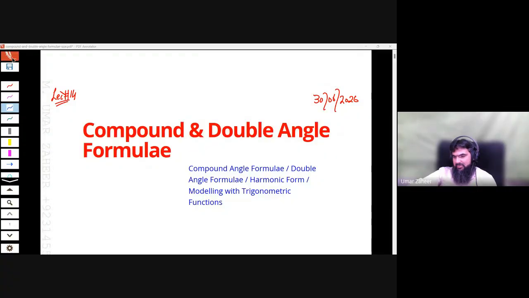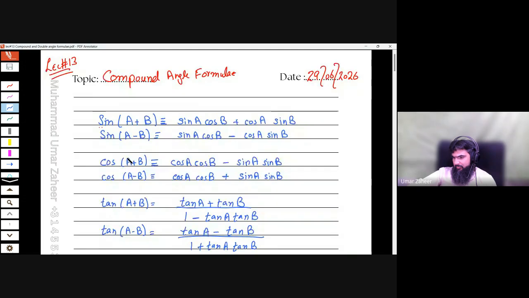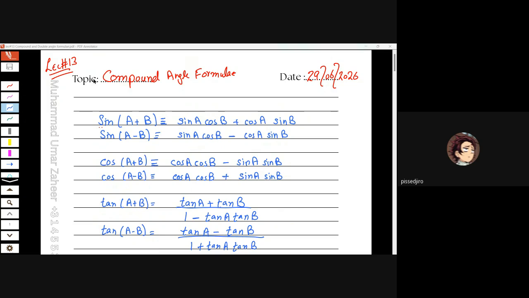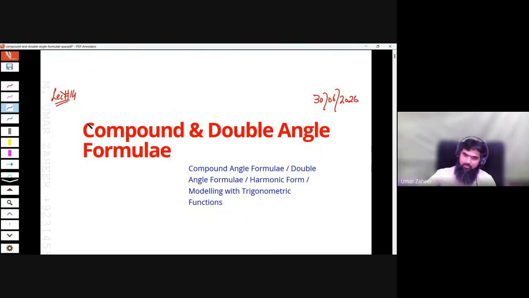So in the last class, we have done the basic formulas about the compound formulas as well as the double angle formulas, right? Any question from the last lecture? No, sir. All right. So I'm just assuming that you already know all of these formulas.